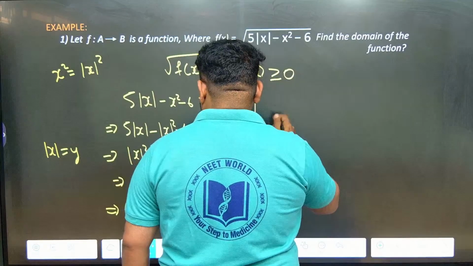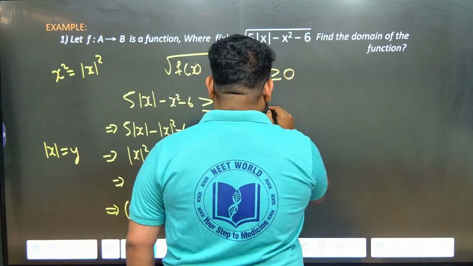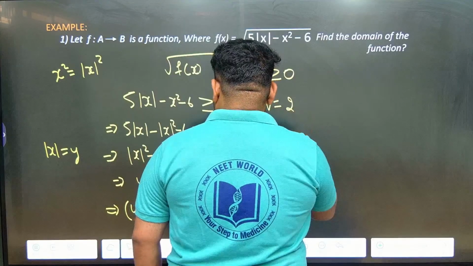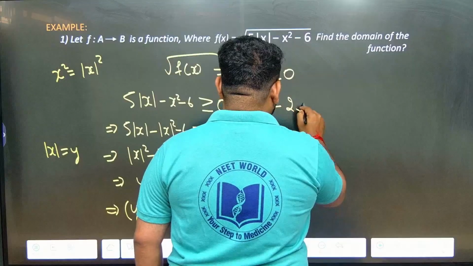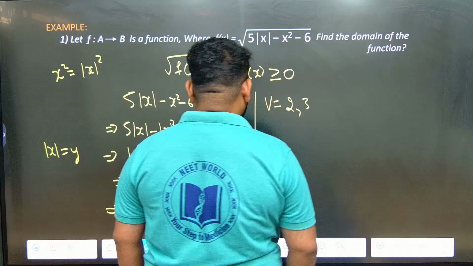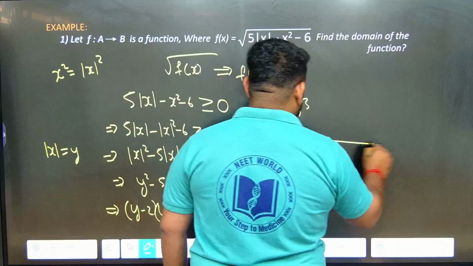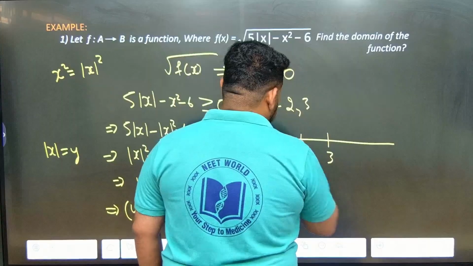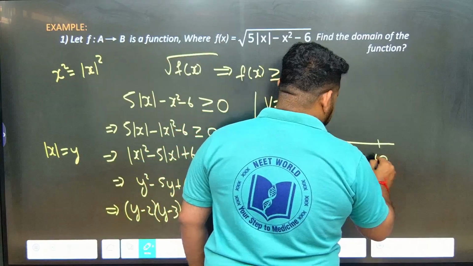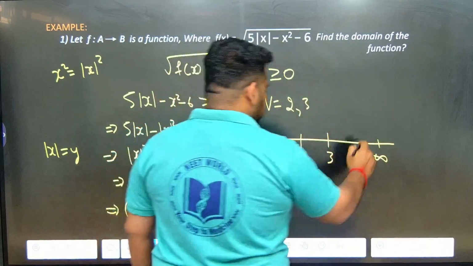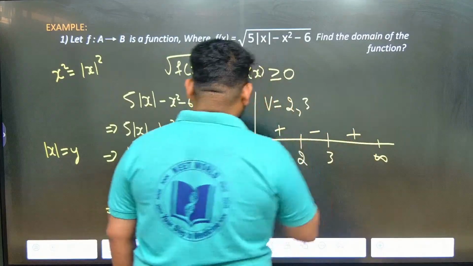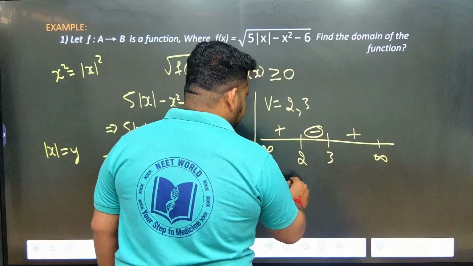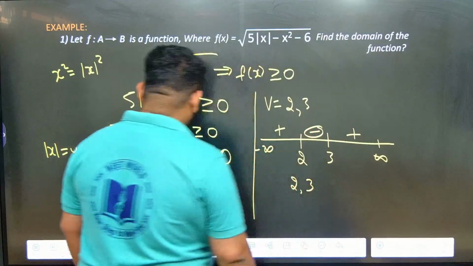Vanishing points will be: y minus 2 equal to 0 gives 2, and y minus 3 equal to 0 gives 3. Okay, these are the vanishing points. The inequality is less than or equal to 0, so there are no discontinuous points. Let me arrange this on the real line, from minus infinity to plus infinity. I am having plus, minus, plus. They are asking less than or equal to 0, which means this region, so I should write 2 comma 3.